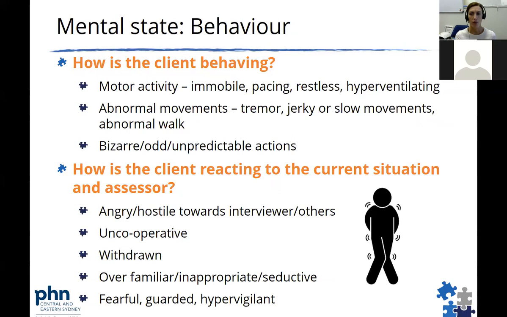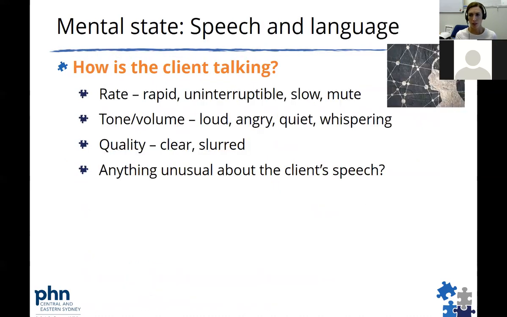How are they behaving? Consider their motor activity, take note of any abnormal movements and any bizarre, odd, or unpredictable actions. How are they reacting to the current situation and to you? Do they seem angry or hostile, uncooperative, withdrawn, overfamiliar, fearful, guarded, or hypervigilant? How are they talking? Is their speech rate rapid and uninterruptible or slow? Take note of their tone and volume, their speech quality, and anything else unusual about the client's speech.